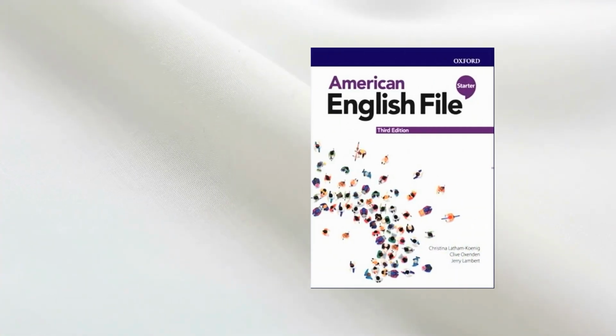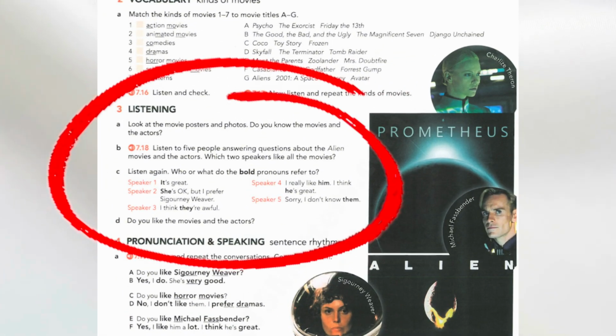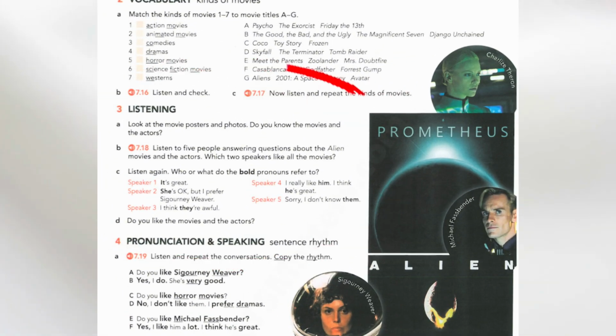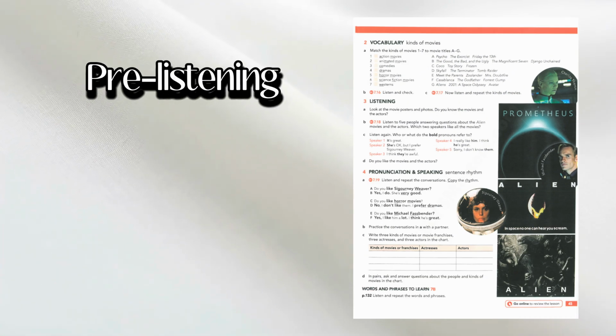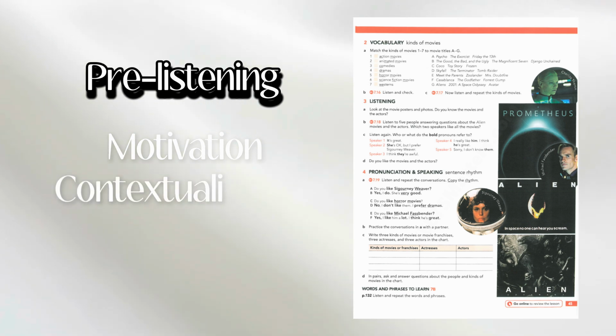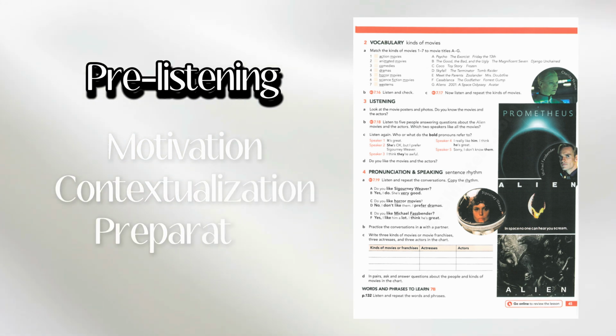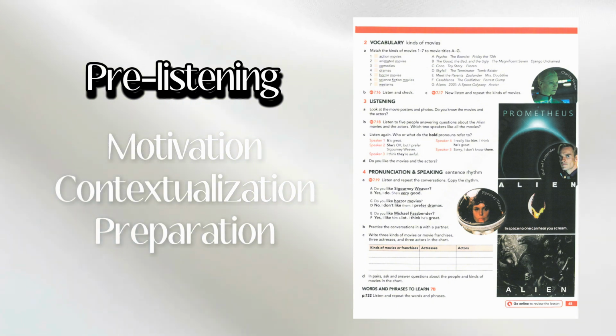All right, let's start with the Starter book. I've chosen the listening exercise of lesson 7B. It's on page 45 of the student's book. First off, we're going to start with the pre-listening stage, where I have to do a lot of things to motivate students, to get them to listen and to give them some context and maybe some vocabulary that might block their understanding or block the procedure.